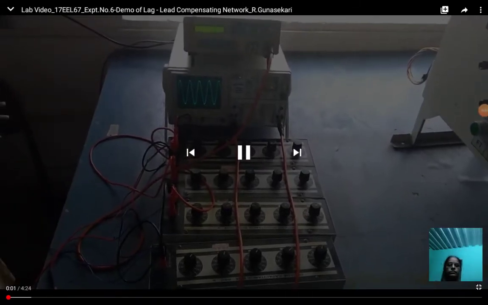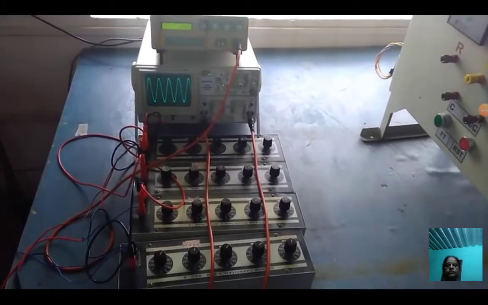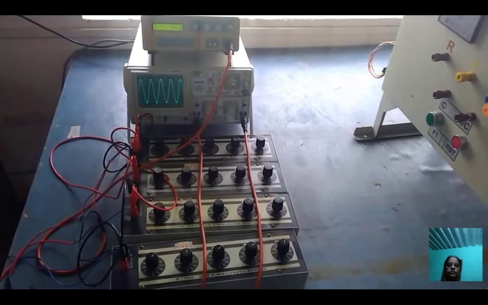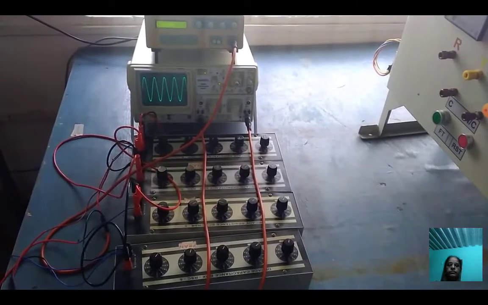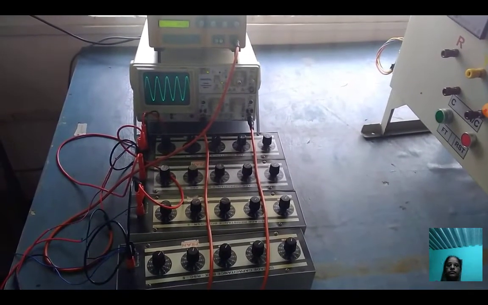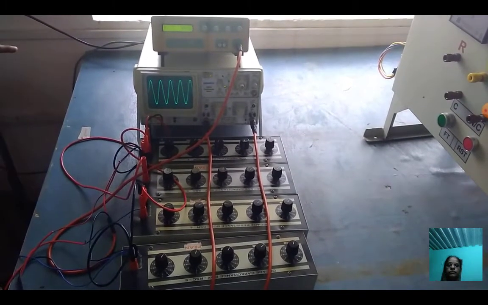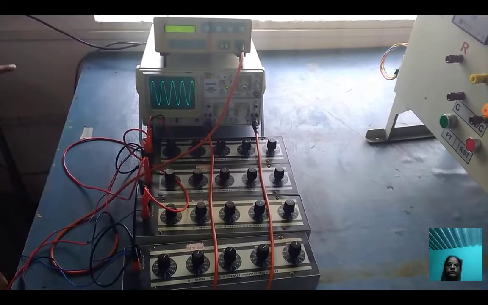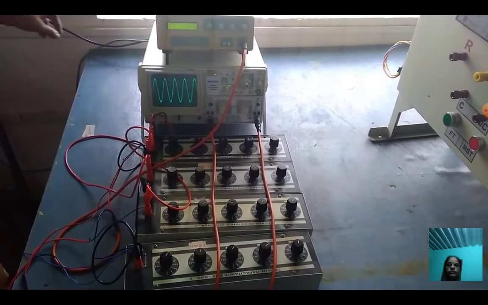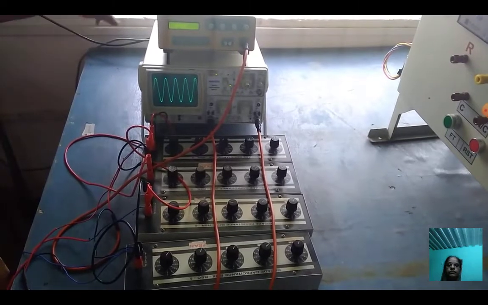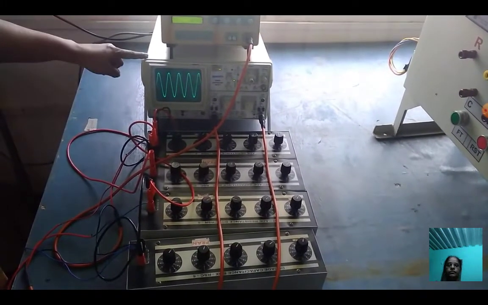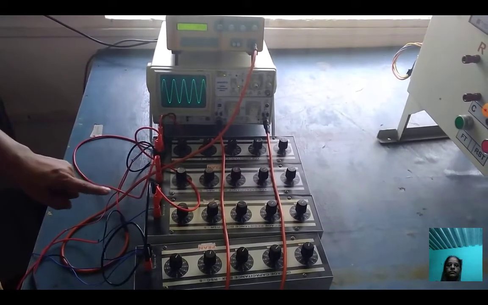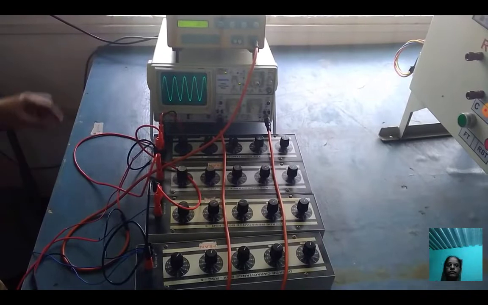Dear student, now I explain the lead lag compensating network. Lead lag compensating network consists of a lag compensator network and a lead compensator network. Aim of this experiment is to design the lag lead compensating network and to obtain its frequency response. Apparatus required: signal generator 1 number, CRO 1 number, decade resistance box 2 numbers, decade capacitance box 2 numbers.